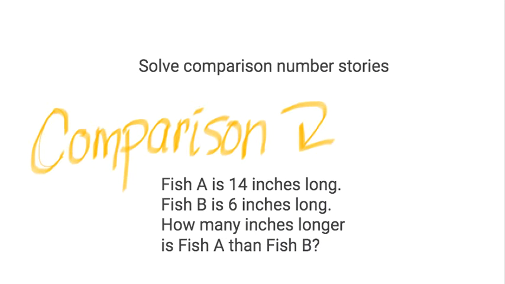So we're going to solve comparison number stories, and I have a little bit of a math message for you. Here is a comparison number story for you. Fish A is 14 inches long. Fish B is 6 inches long. How many inches longer is fish A than fish B? So we are comparing two different fish. We're going to compare fish A and fish B. We're comparing 14 inches to 6 inches. We're going to see how much longer fish A is than fish B. So how much longer?